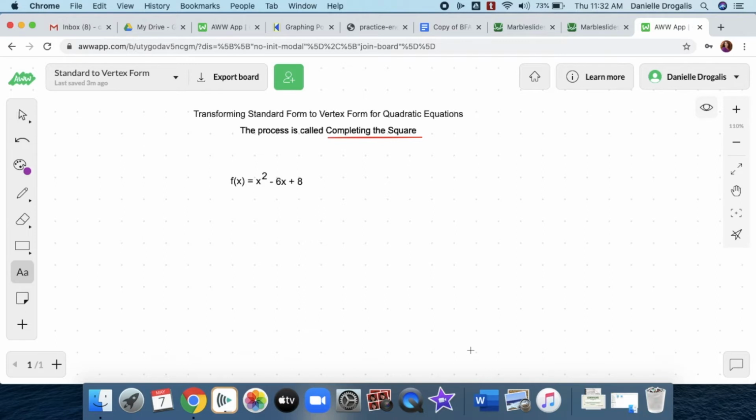All right, so here is the second part. We just in the prior segment of the video transformed from vertex into standard form. And now we're going to talk about how do you go from standard form, which is an example here, into vertex form, where you have a quantity squared plus or minus a number. Now, this process is called completing the square.